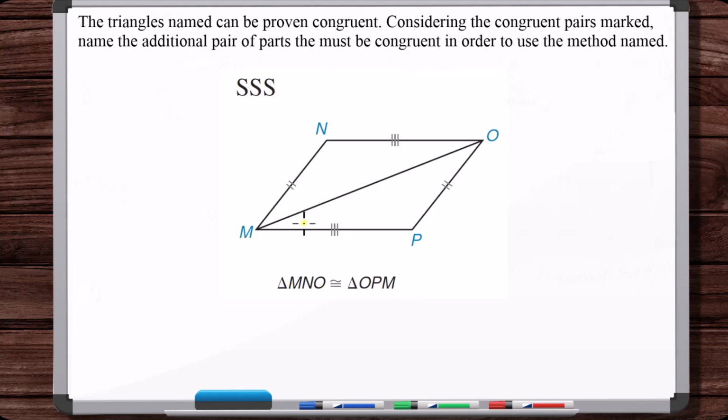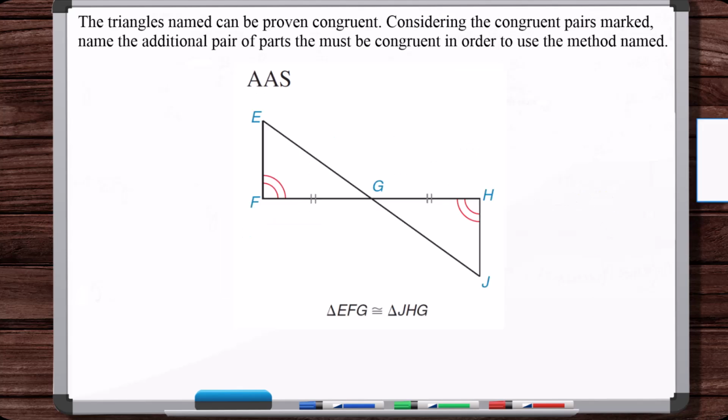Okay, triangle MNO, triangle OPM. So to use side, we need to show that these two sides are congruent. So that OM is congruent to itself. Okay, EFG is congruent to JHG. Using angle side, we would need to show that angle E is congruent to angle J.